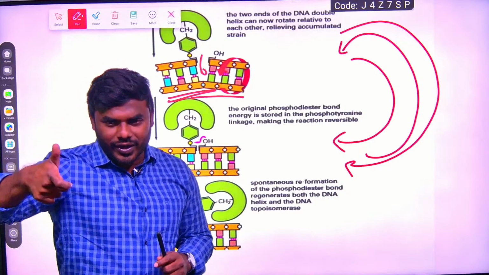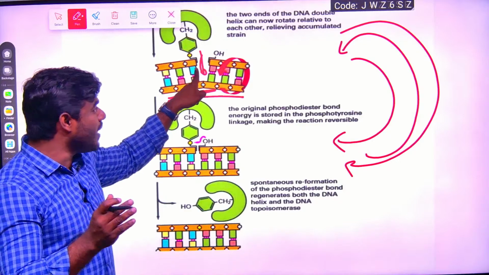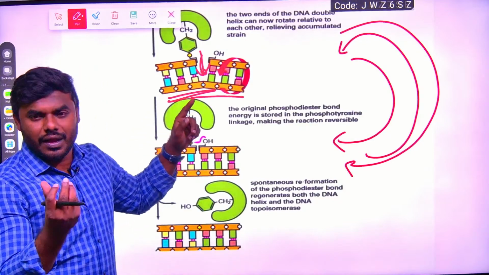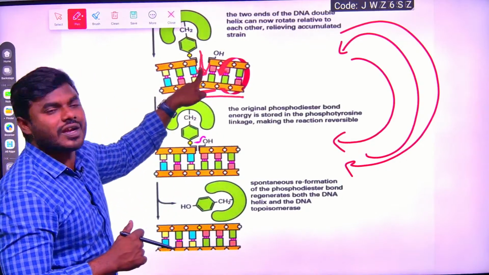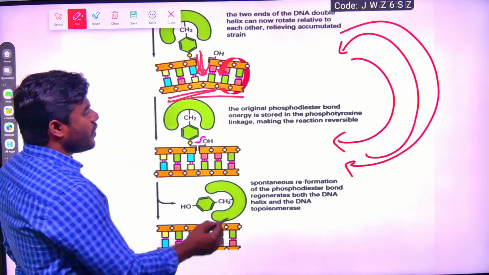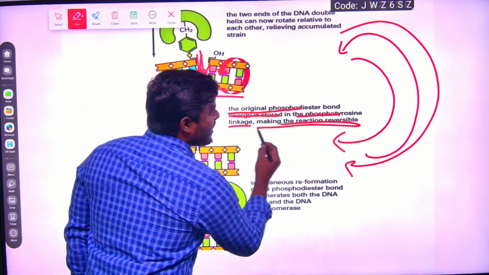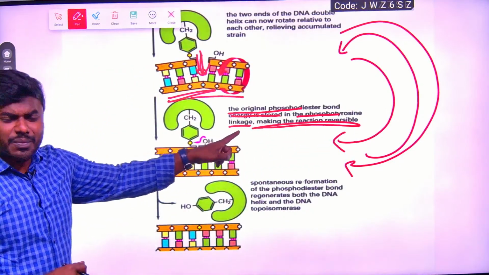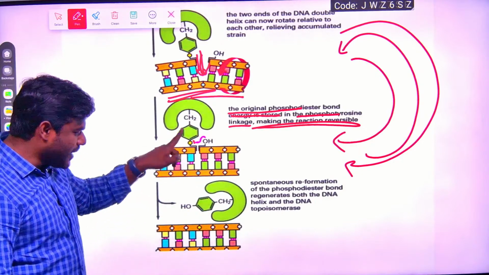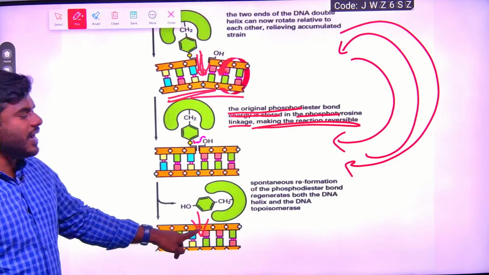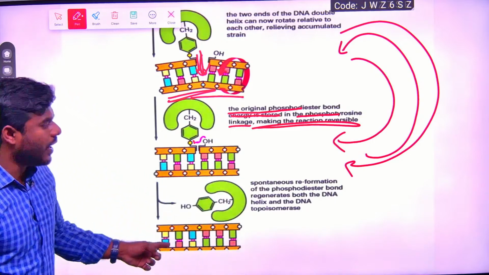But if I want to rotate it, what do I require? A break. So I have to make sure that it is never stable. I have to make sure that it will be flexible. So to make the flexibility, we will create that particular nick. The original phosphodiester bond energy is stored in the phosphotyrosine linkage, making the reaction reversible. Simple. We just twisted in such a way that later the phosphodiester bond can be rejoined with the help of a ligase enzyme. No point of getting confused over there, and it is easy to understand.